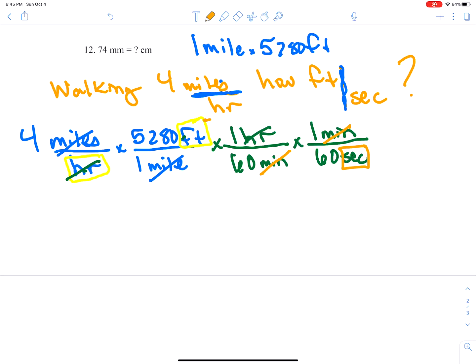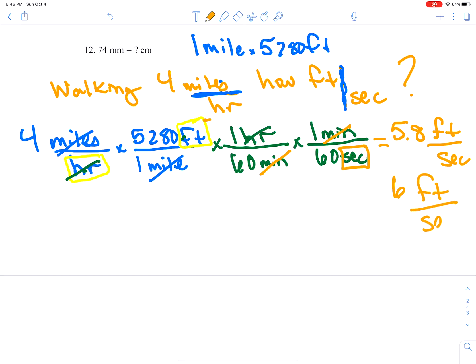Now, 60 is in the denominator, so if you have anything in the denominator, you're going to divide by 60. So you're going to divide by 60, and then you're going to divide by 60 again. So what is my answer? 1 sig fig is 4, so my calculator answer is 5.8 feet per second, but I only need 1 sig fig, so I'm going to round it up to 6 feet per second. And that's the answer.